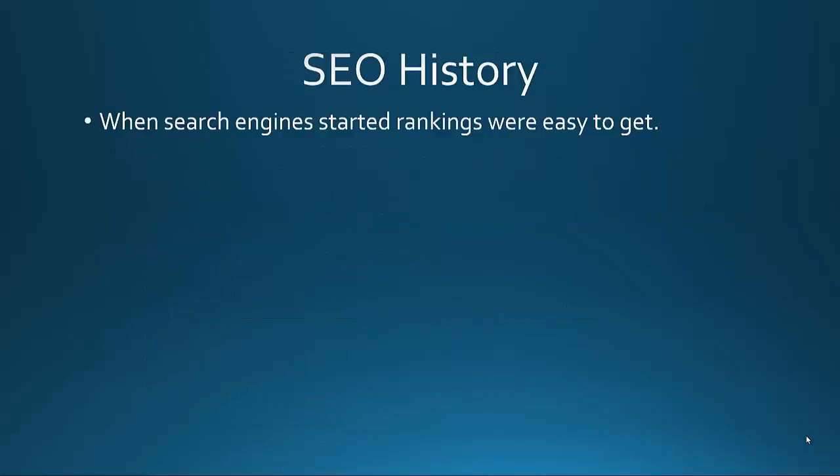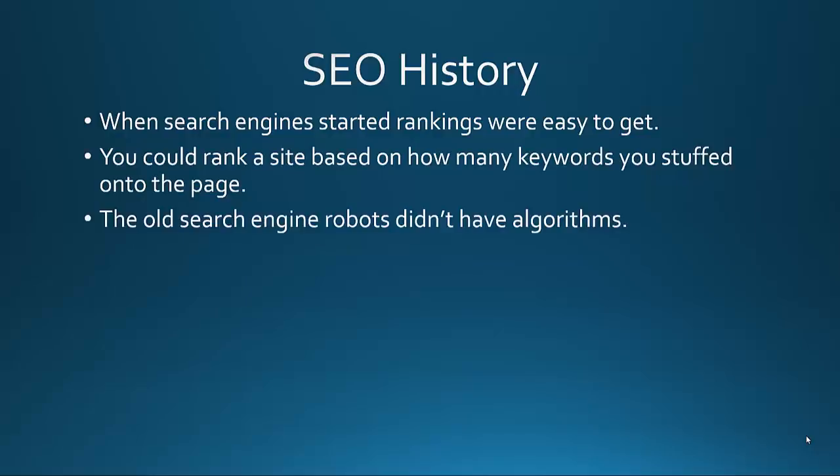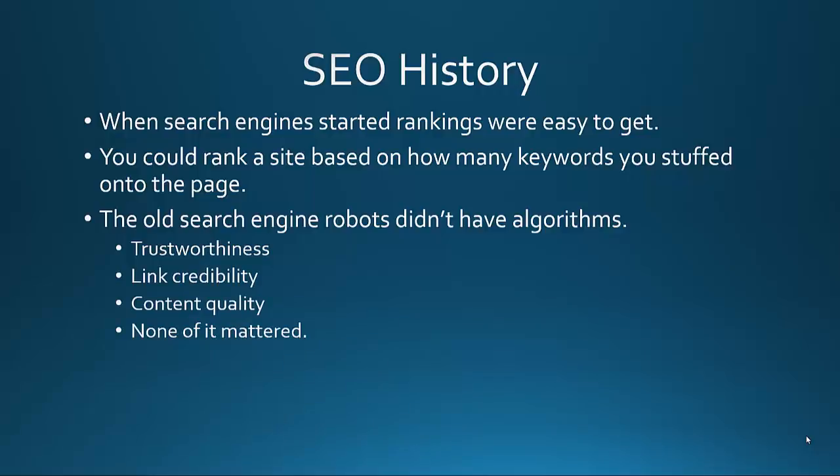When search engines started, rankings were super easy to obtain. You could rank a site based on how many keywords you stuffed onto the page, but we all know that has changed. The old search engine robots didn't really have algorithms in place. They may have had smaller algorithms based on keywords and those types of things, but they weren't basing things on trustworthiness, link credibility, or content quality. None of that really mattered back in the old original days of search engine optimization. Spamming became super easy for search engines, and that's why they had to make a change.